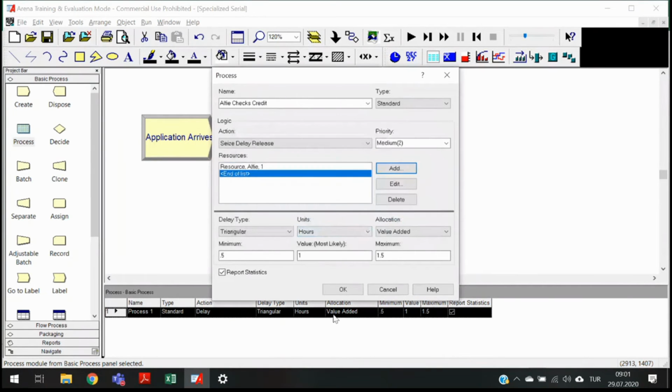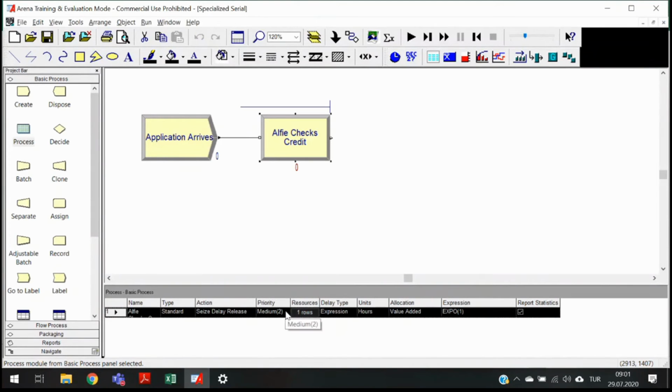Now, what is the delay type here? Remember, it is exponentially distributed. The process times are exponentially distributed with 1 hour mean, right? So the units is hours here. It is already selected, so I need to write expo 1. This indicates an exponential random variable with average 1, and because the time units here is selected as hours, we are going to get our first process. So just like Alfie here, I am going to create another process.